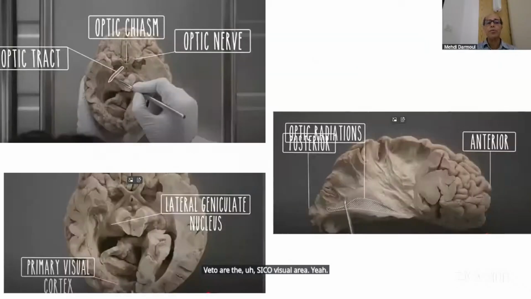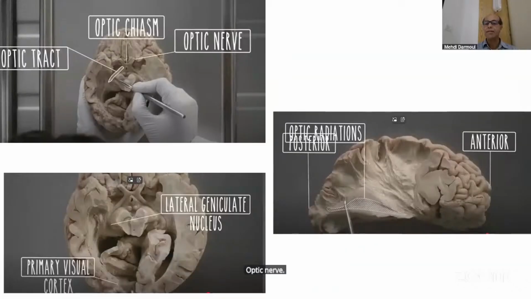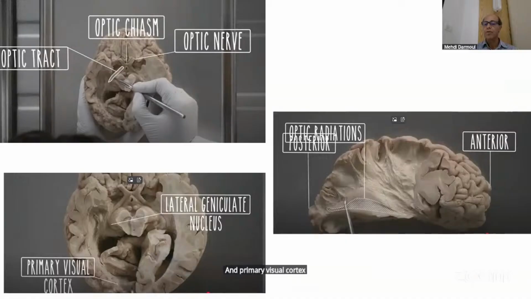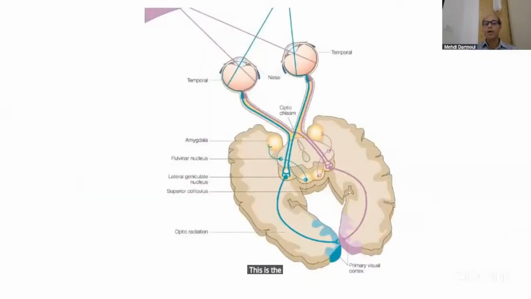Here we can see the optic nerve in this anatomic specimen, the optic chiasm, the optic tract. And here the lateral geniculate nucleus and primary visual cortex, and here the optic radiation. You can see the optic radiation. This is the optic pathway from the retina to the optic nerve, the chiasm, the optic tract, the lateral geniculate body, and the optic radiation to the visual cortex.